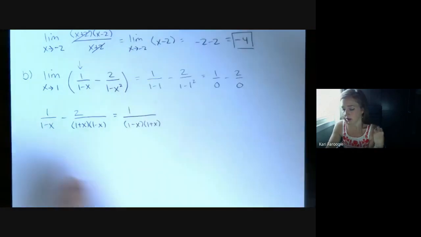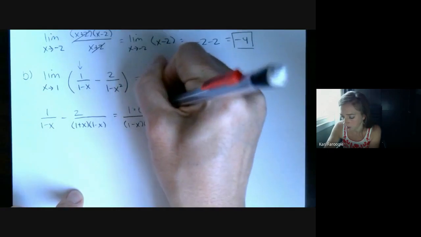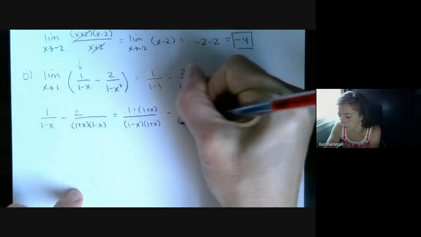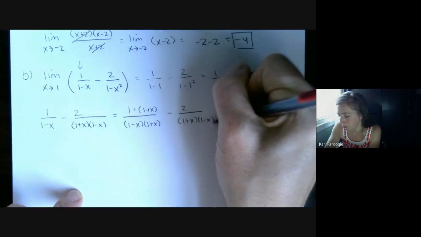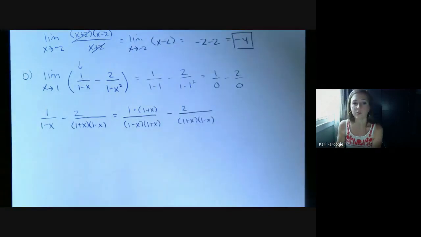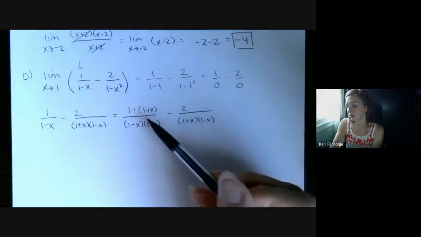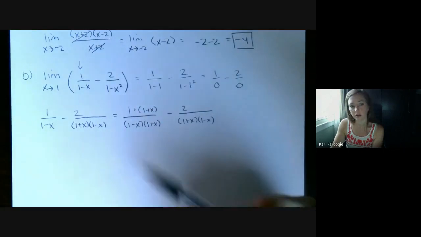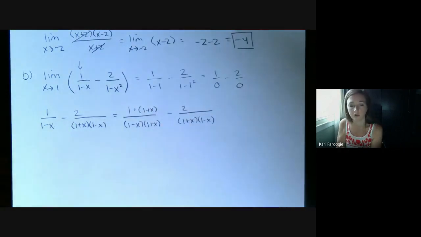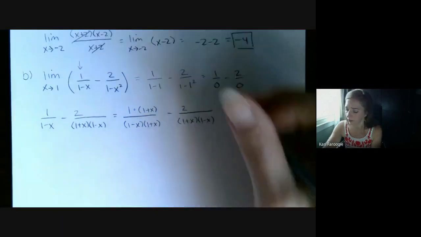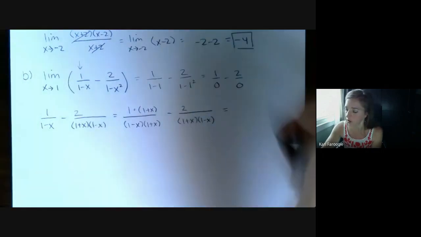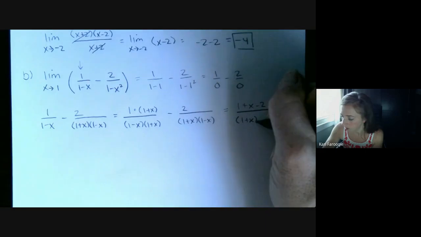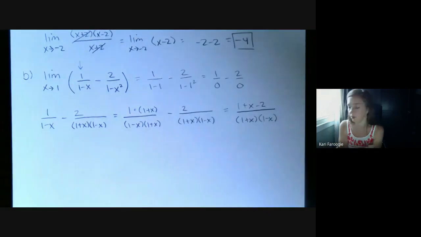If I do that, though, I need to multiply in the numerator by the same quantity that I multiplied by in the denominator. So remember, when you're creating equivalent fractions, technically you could just cancel out that quantity again and you'd get back what you started with, but you wouldn't want to do that because then you're undoing the work that you've already done. You'll have 1 plus x minus 2 divided by 1 plus x times 1 minus x. The order does not matter.